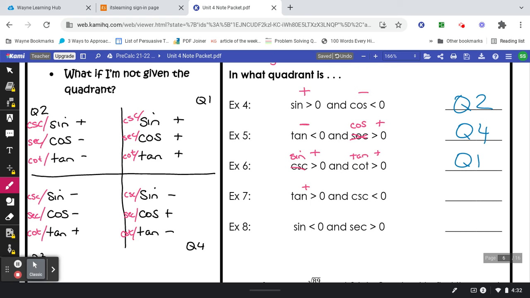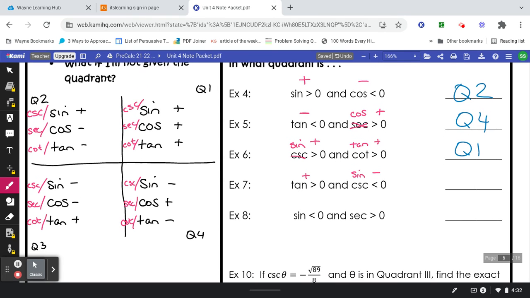All right, tangent positive, cosecant, which is really sine, is negative. Tangent's positive. Sine is negative. That happens in quadrant 3. And the last one, sine is negative, less than 0. Secant, which we're really talking about cosine, is greater than 0. So I'm looking for where sine is negative, cosine is positive. Quadrant 4.